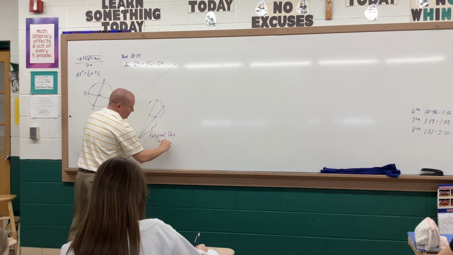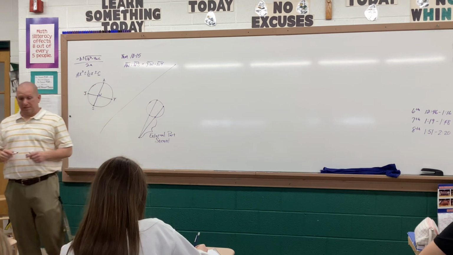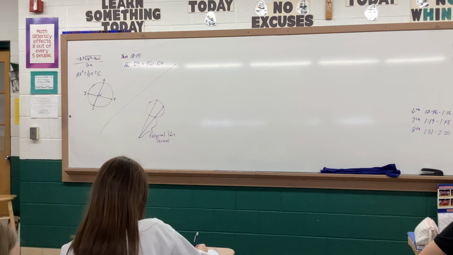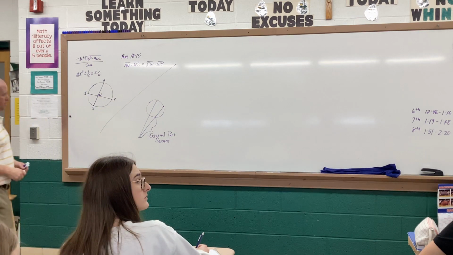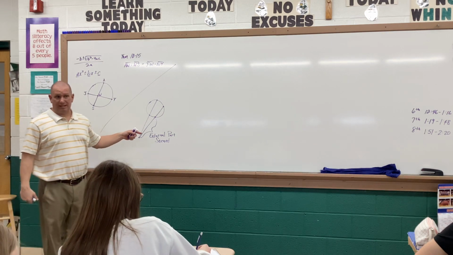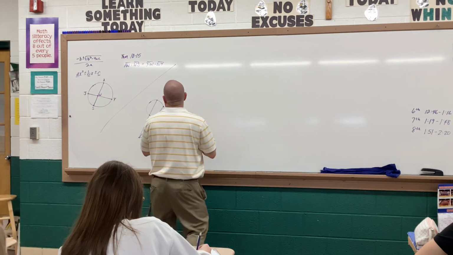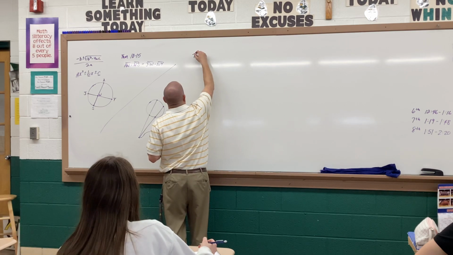So basically it's the part on the outside of the circle. And this is going to be important for the next couple of things that we talk about. So you're going to talk about the external part. That's important. All right? Which leads us to Theorem 10.16.